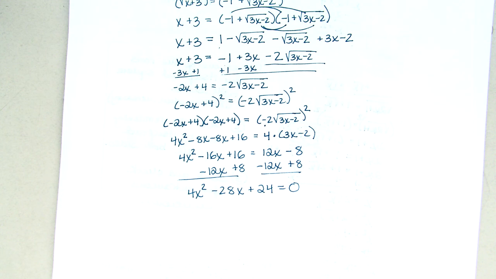And I was able to turn this into 4x squared minus 28x plus 24 equals 0. Can you raise your hand if you need a moment to get caught up? Okay. I'm going to stop, and we'll go in a moment.